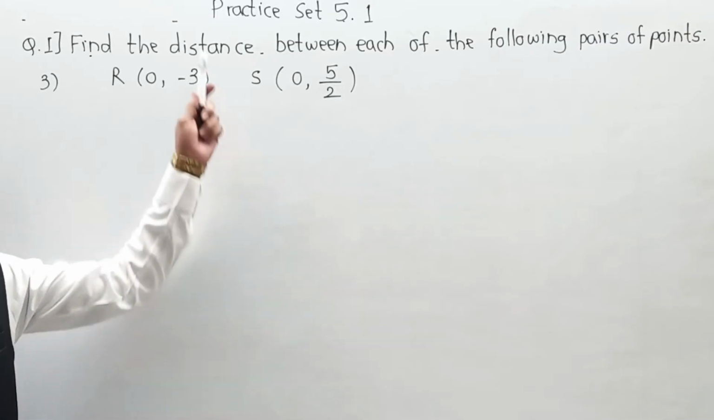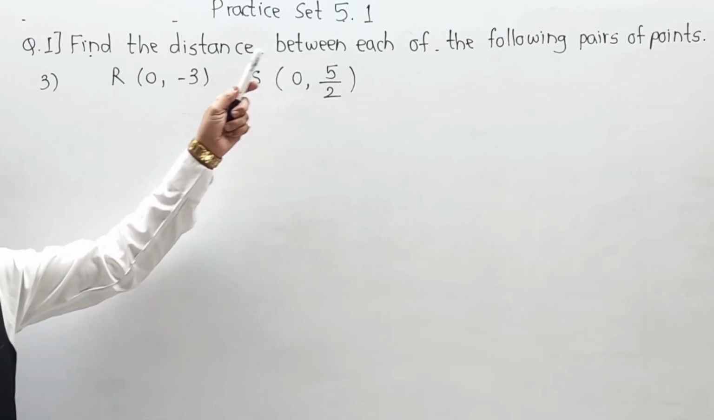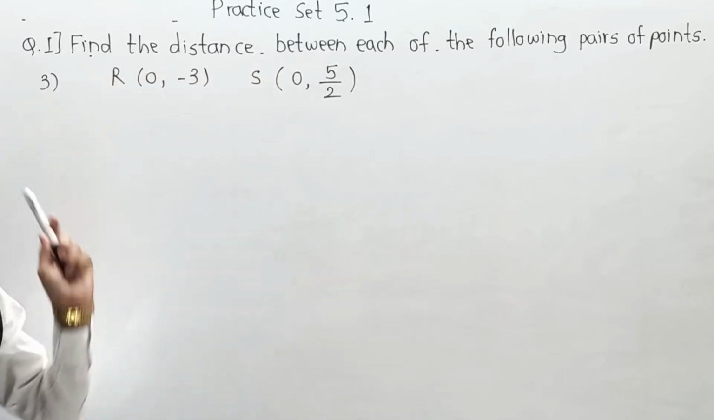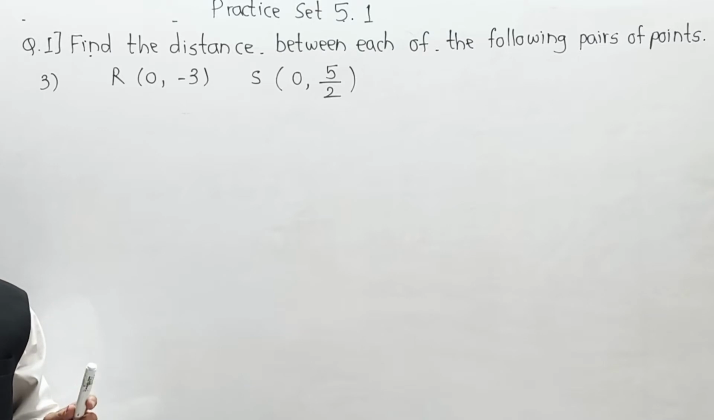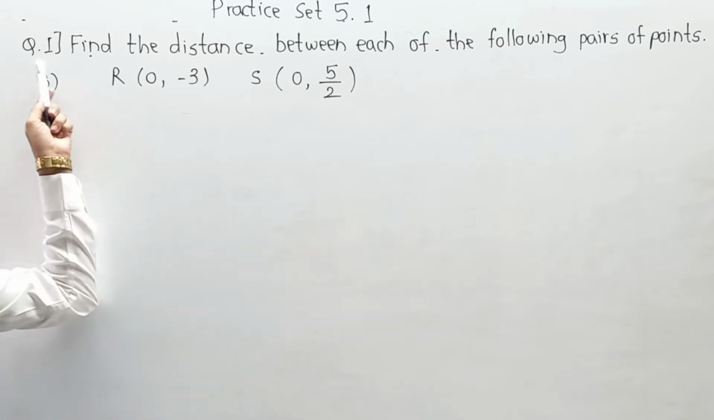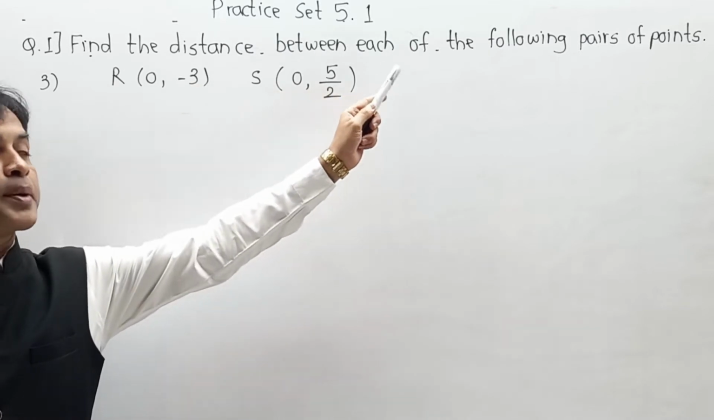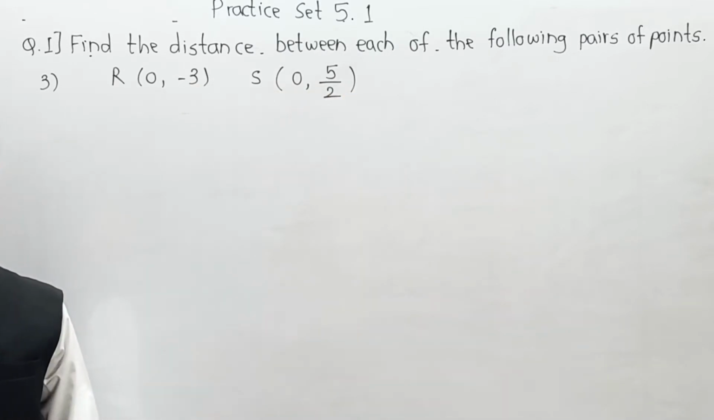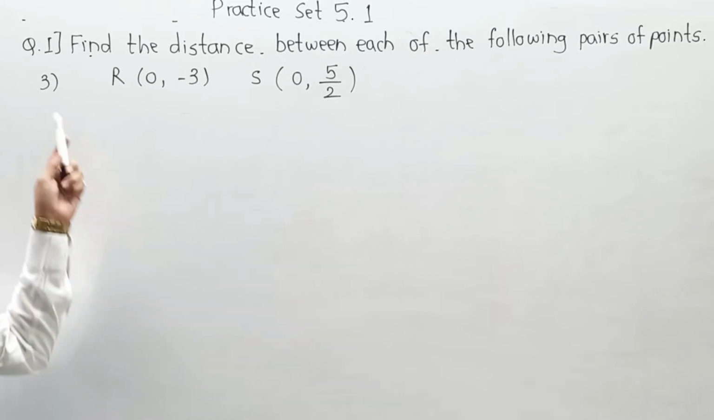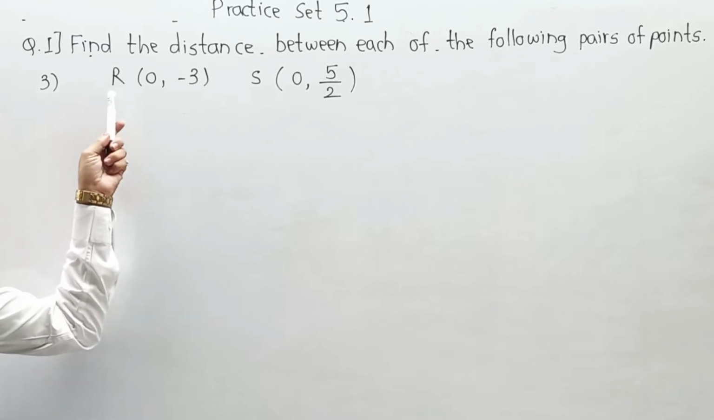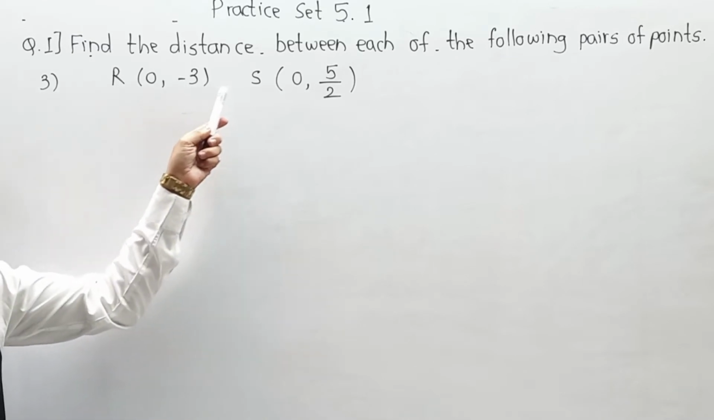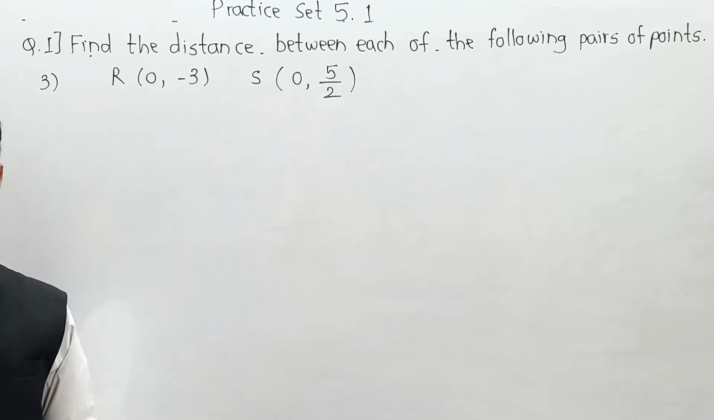In the last lecture, we started practice set 5.1, in which questions 1 and 2 were already completed. Moving from the third question onward. The question says: find the distance between each of the following pairs of points. Means they have given us a pair of points, and we have to calculate the distance between the 2 points. Question number 3 is R(0, -3) and S(0, 5/2).